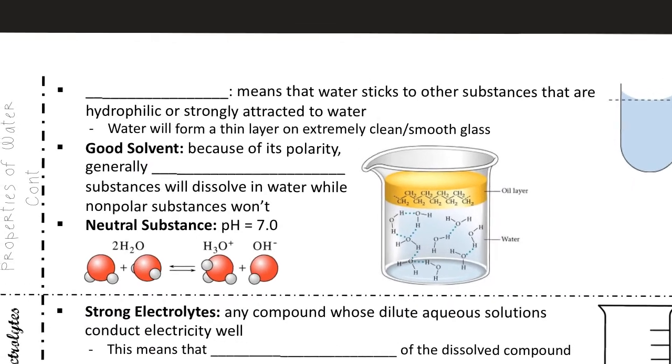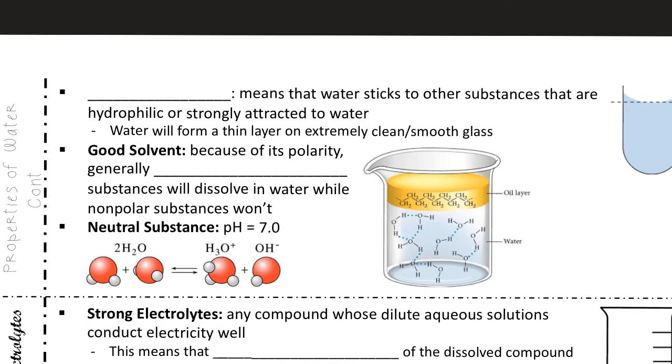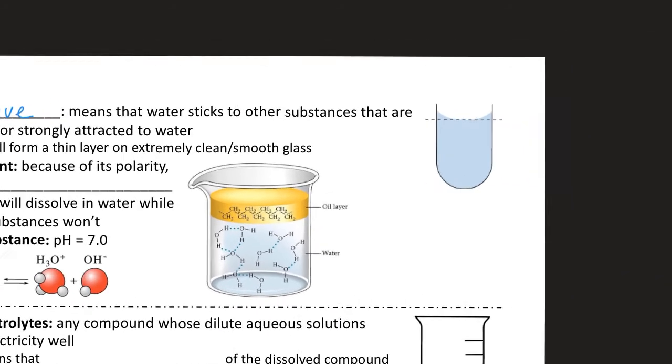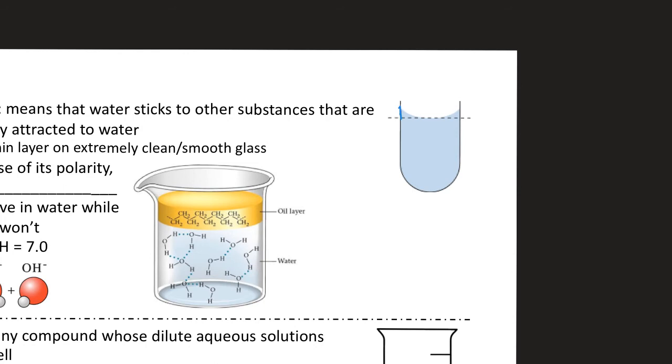A little bit more vocabulary. Water also is adhesive, which means that it sticks to other substances that are hydrophilic, which means water-loving, or strongly attracted to water. So the reason why this is clinging to the sides of the glass is because it's adhesive.